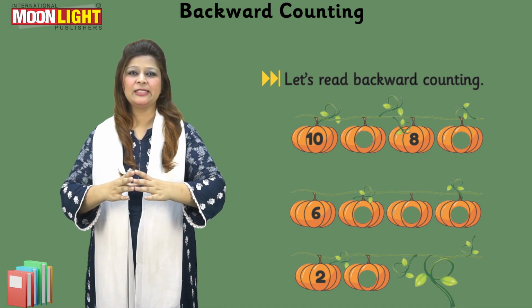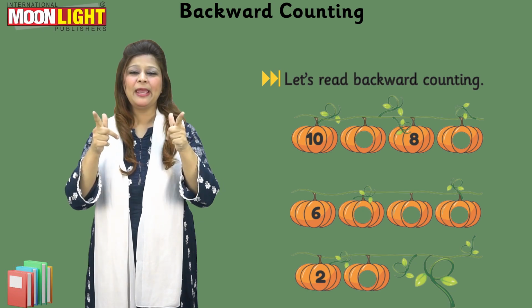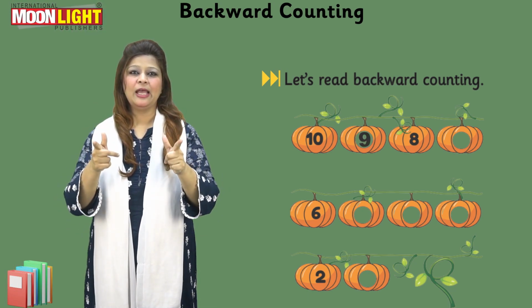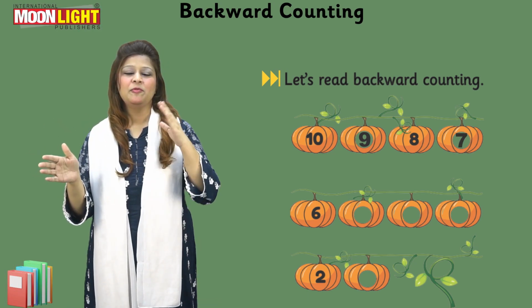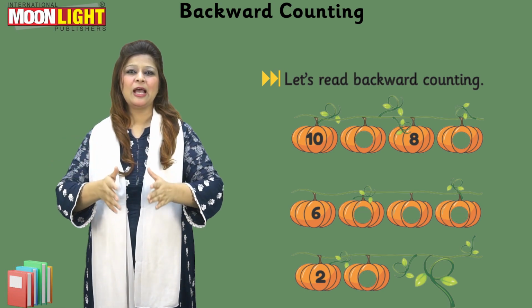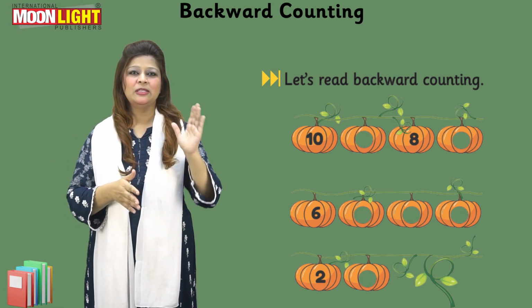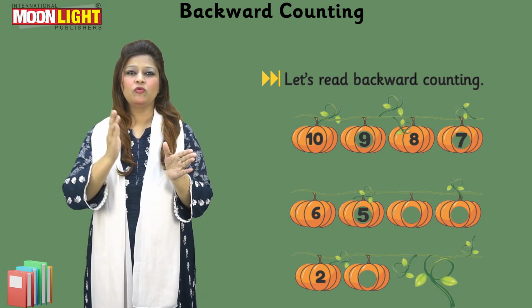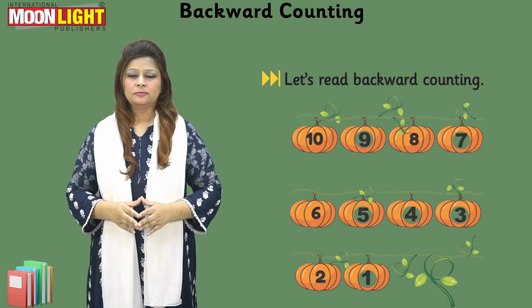Backward counting is like moving back. 10, 9, 8, 7, 6, 5, 4, 3, 2, 1. Let's count again. 10, 9, 8, 7, 6, 5, 4, 3, 2, 1.